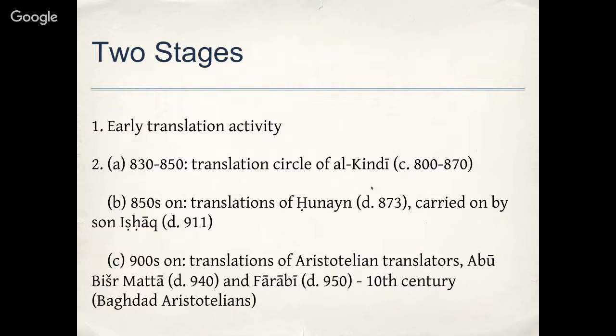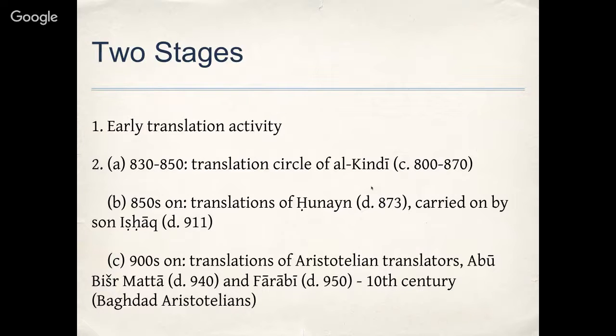There is then a second phase from the 850s onwards, which is characterized by the translation activity of a Syriac translator called Hunayn ibn Ishaq, who died in 873, who focused mainly on the translation of scientific works, particularly medicine. He translated Galen, for instance, and this activity was carried on by his son Ishaq, who died in 911 and who was also a translator of philosophical texts. The first translation of the work we're going to focus on later today, the Posterior Analytics, was done from Greek into Syriac by this guy, Ishaq.